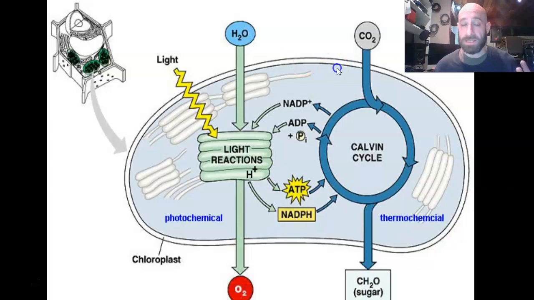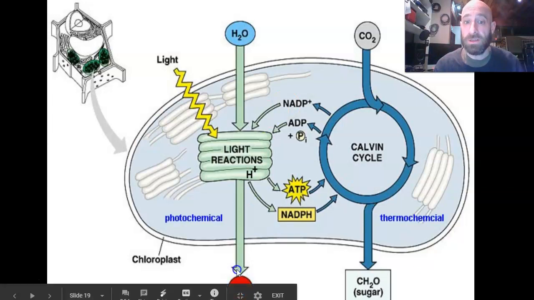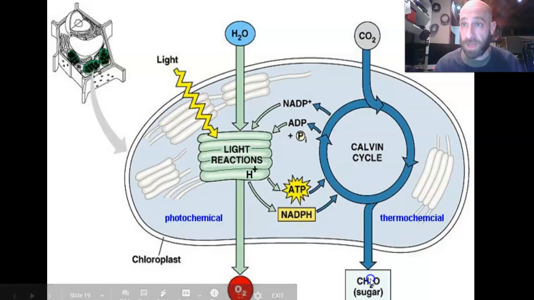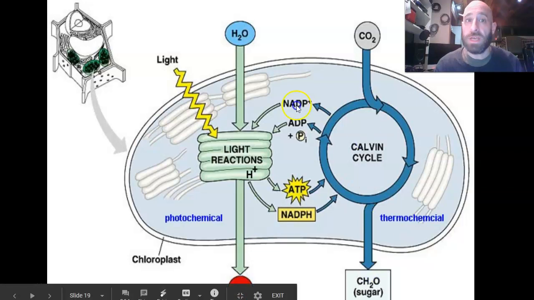So this whole process is pretty amazing. You got stuff coming in, you got stuff coming out. The products are going to be oxygen and sugar. The whole point of this process is to make sugar. And what goes in? Sunlight, water, and carbon dioxide.